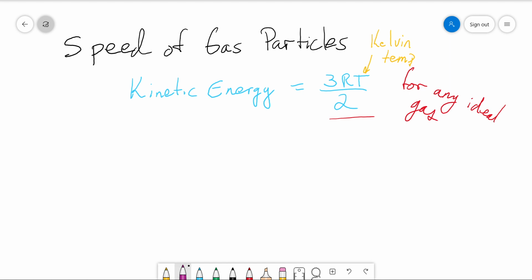And since we're at it, why don't we write what R is? This is 8.314 joules per Kelvin per mole. That's R. Okay, and this will give us units of joules per mole. So that's the kinetic energy of 1 mole of a gas. Doesn't matter what the gas is, it only matters what the temperature is. So if we have 2 gases, one's hotter, it will have more kinetic energy. That makes sense since we know that kinetic energy is proportional to the Kelvin temperature.